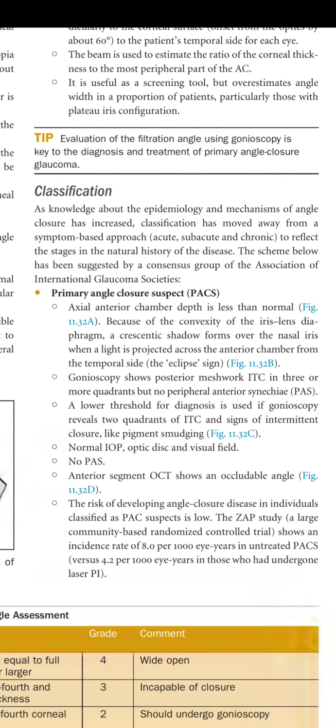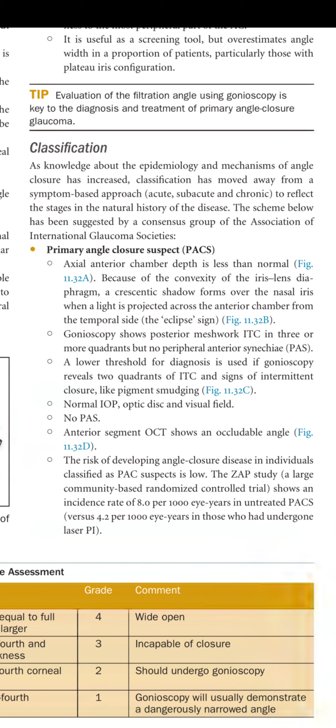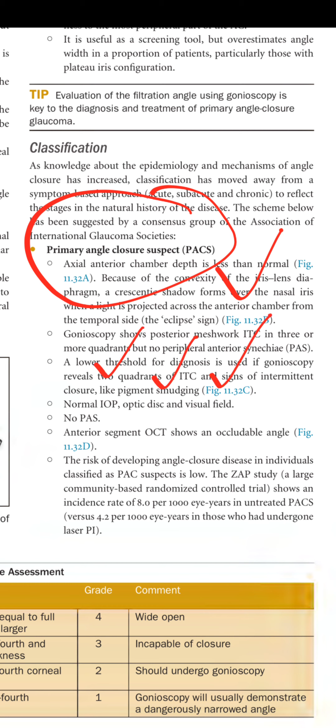Normal IOP, optic disc, and visual field. So I told you that it is only the gonioscopy that will reveal the narrow or closed angle. IOP will be normal, the optic disc will be normal, and the visual field will be normal. There will be no peripheral anterior synechiae. Anterior segment OCT shows an occludable angle. The risk of developing angle closure disease in an individual classified as a PAC suspect is low.